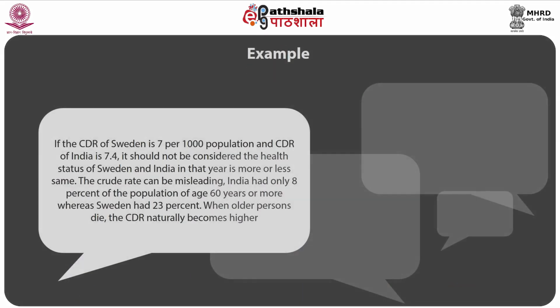For example, if the CDR of Sweden is 7 per 1000 population and the CDR of India is 7.4, it should not be considered that the health status of Sweden and India in that year is more or less the same. The crude rate can be misleading. India had only 8% of the population aged 60 years or more, whereas Sweden has 23%. The old-age population die away and the CDR naturally becomes higher.